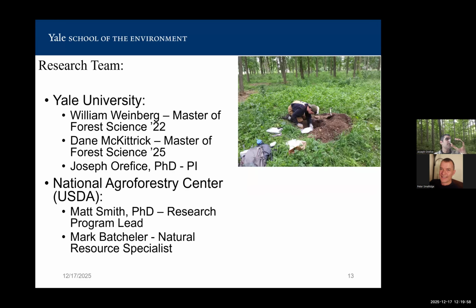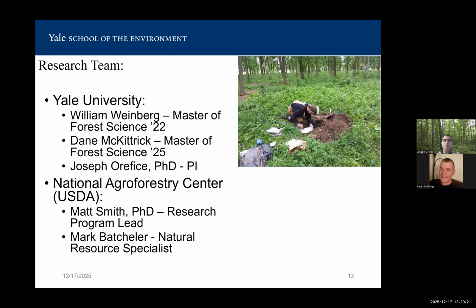So our research team here: William Weinberg completed his Master of Forest Science at Yale University in 2022. He's in this image here, digging soil pits. He did the bulk of the work for this project, and Will gets all the credit for doing all that hard work to make this project happen.